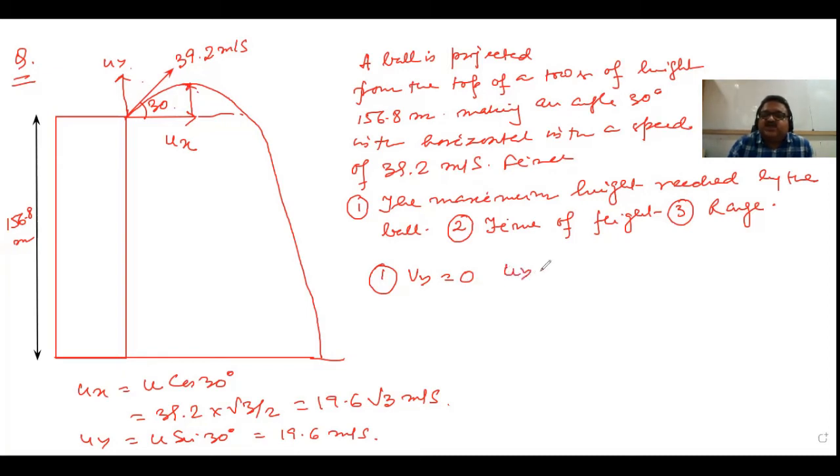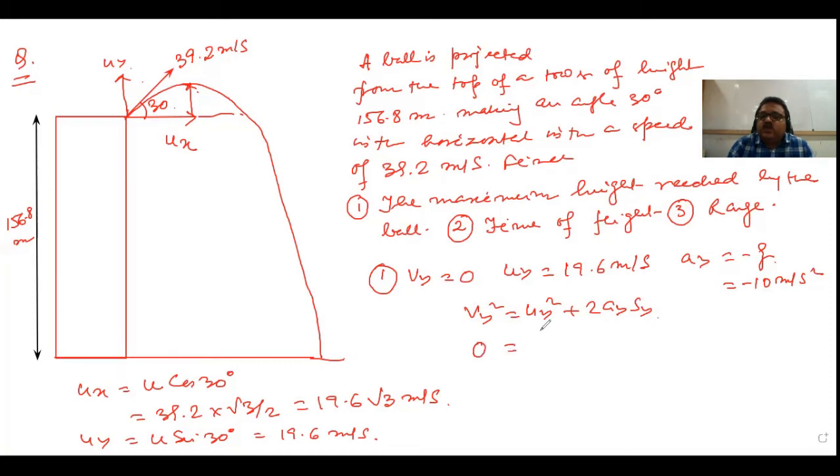What is the initial velocity along y-axis? Uy, and that is what? 19.6 meter per second. And as usual, Ay is what? Minus g, that is minus 10 meter per second square. So what I am doing here, I am applying this formula. V square equal to u square plus 2 Ay into Sy. Now what is Vy? Vy is 0. What is Uy? It is 19.6 square plus 2 into minus 10. Sy I need to find out, that is supposed to be h. Okay, h. Now what will happen then?